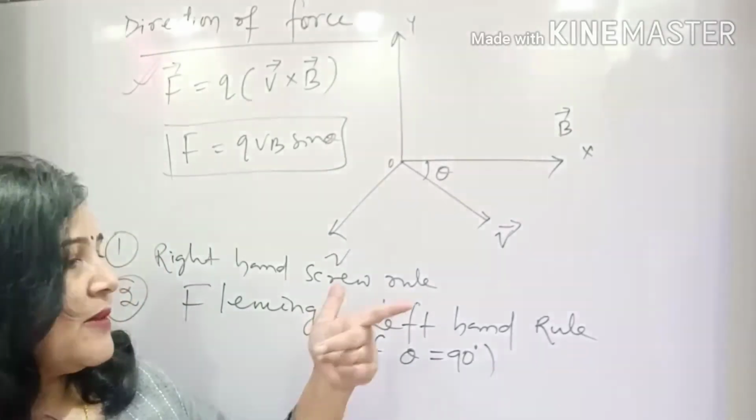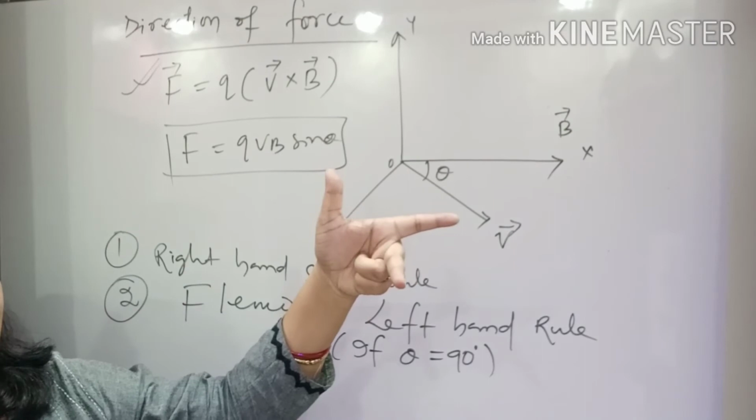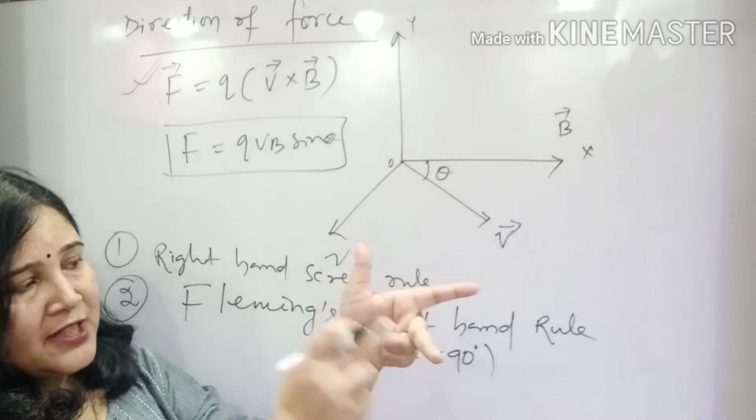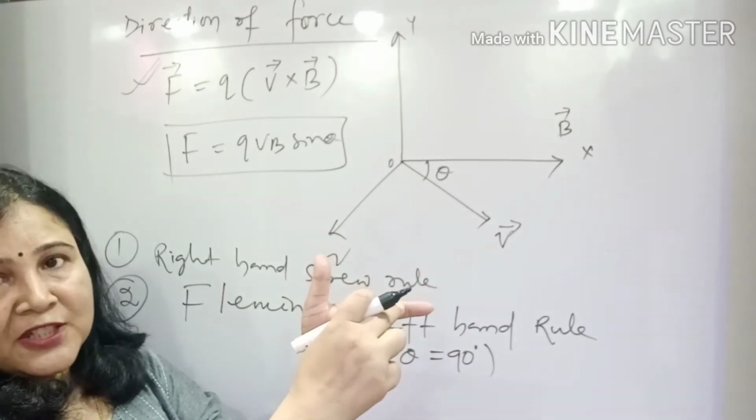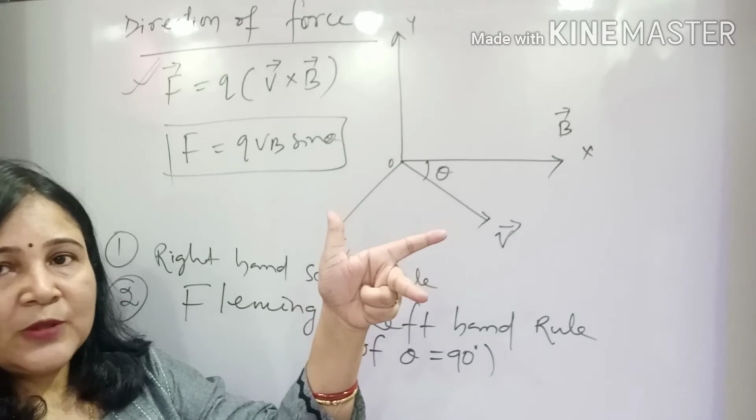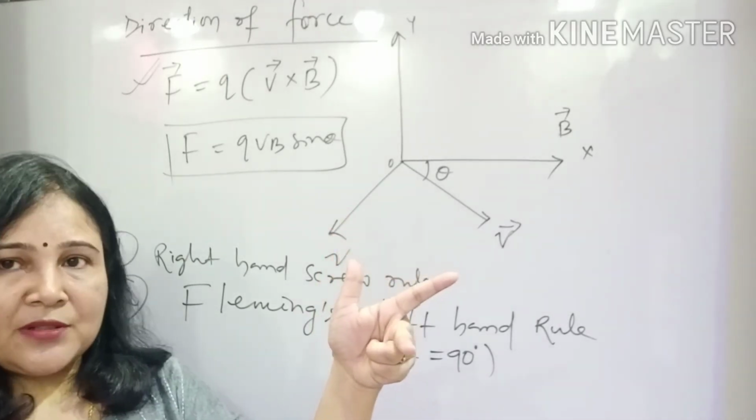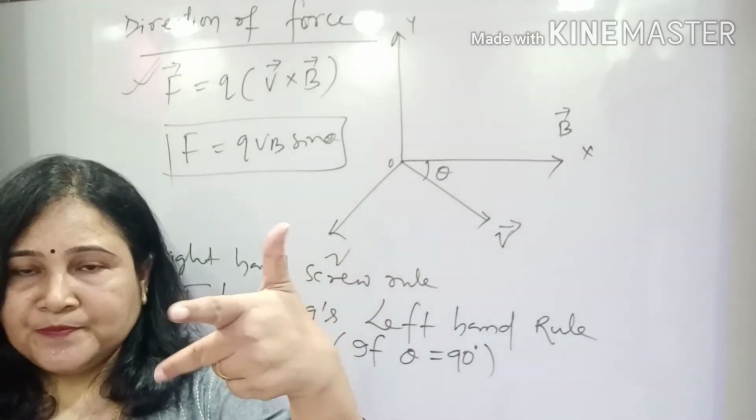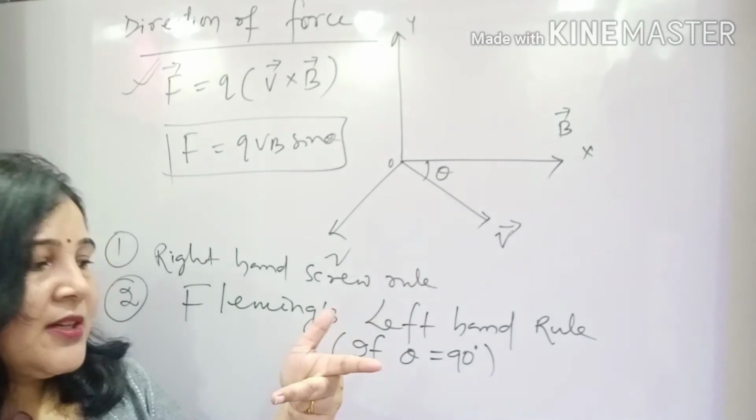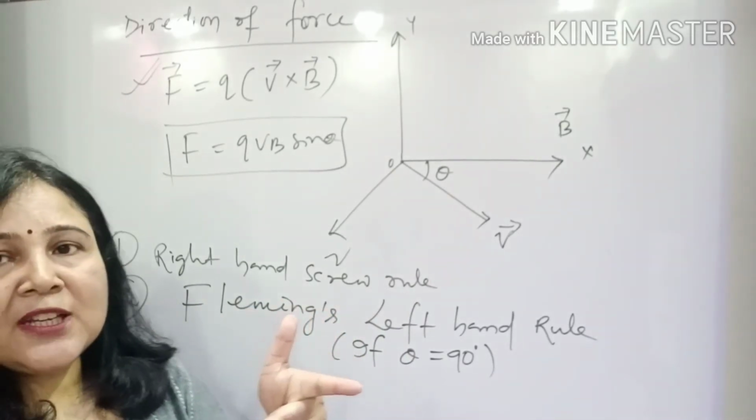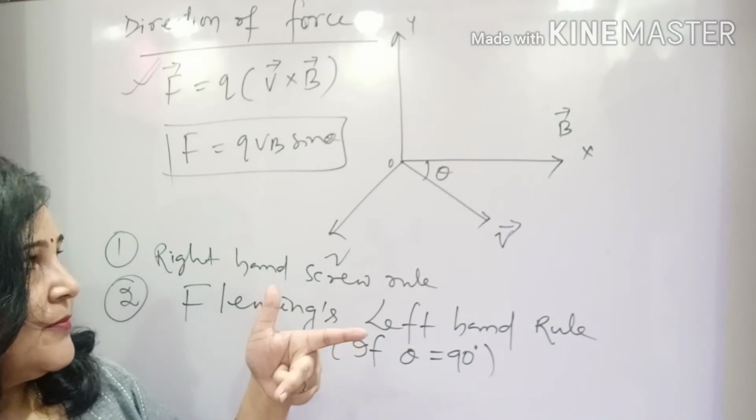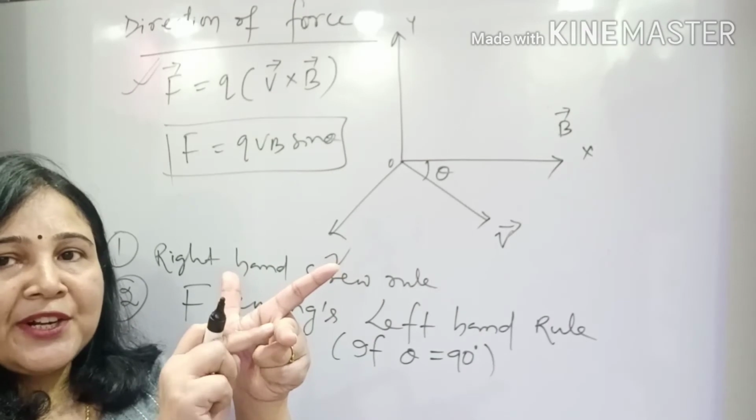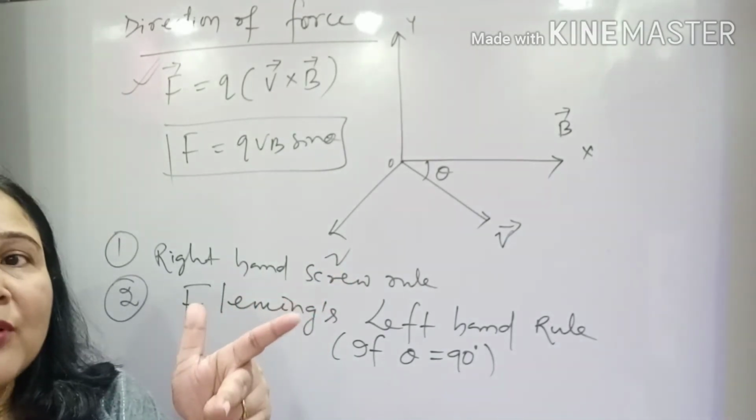So what is the statement of Fleming's left hand rule? You have to stretch three fingers of your left hand: the thumb, the forefinger or first finger, and the middle or central finger, in mutually perpendicular directions. If the first finger points in the direction of the magnetic field, then the central finger points in the direction of the flow of current.